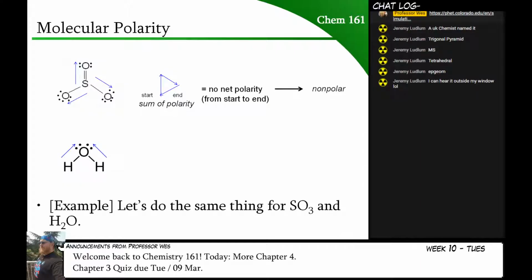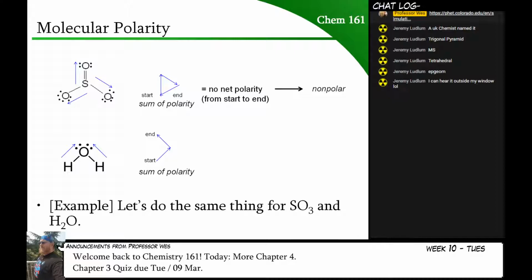So SO3 is nonpolar. But with water, you can clearly see that I'm going to end up higher up on the screen than where I started, no matter which of these I do first. And yes, you can add these in any order, because just like addition, you can add any numbers in any order you want to. You get the same result.